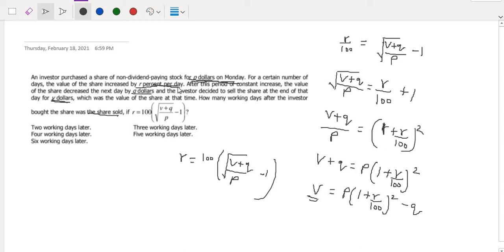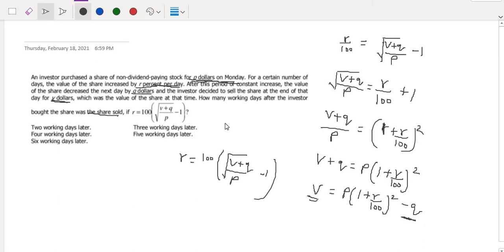Usually you get the interest per annum. Here it is per day. That's why we don't need to divide it by 365 and all that. This is as is per day. So you can directly write it like this. And then the decrease of Q dollars.